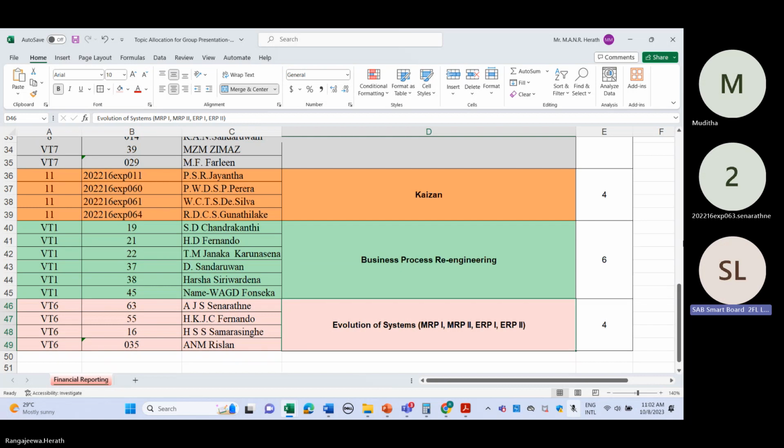MRP 1, MRP 2, ERP: have to go ahead with these topics.